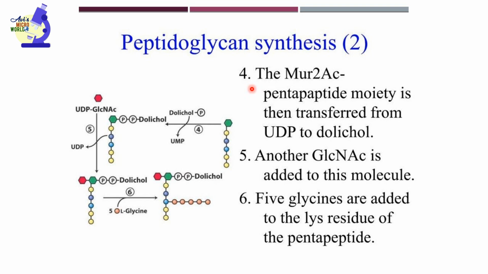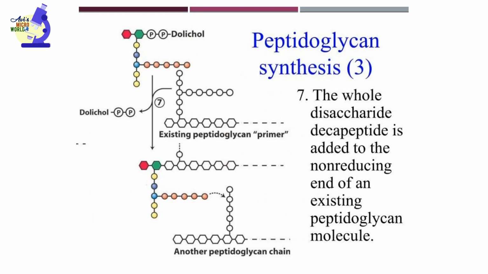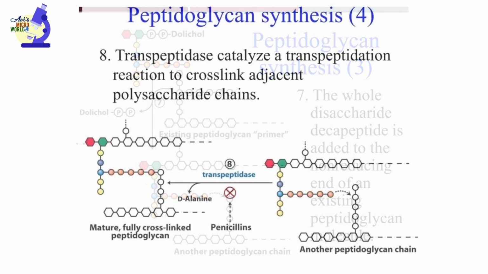Another GlcNAc is added to this molecule. Then the 5 glycine is added once again. You can see in the sixth process, the 5 glycine is added to the lysine residue of the pentapeptide. In the third stage of this whole linkage, the whole disaccharide peptide, especially in the seventh stage, the decapeptide, which is a primer, is added to the non-reducing end of the existing peptidoglycan molecule.